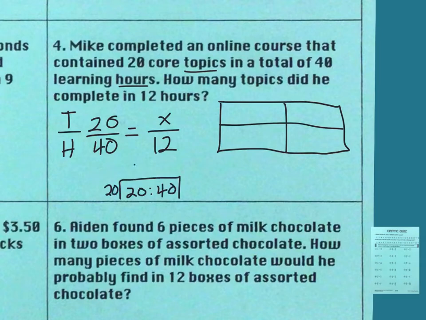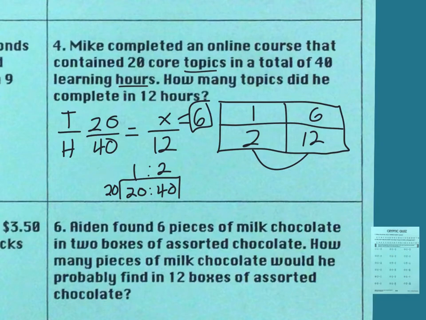20 goes into 20 once and it goes into 40 twice. So we have a 1 to 2 ratio. And we want to know how much it goes into 12. So 2 times what is 12? 6. So 6 times 1 is 6. So I have 6 topics in 12 hours.